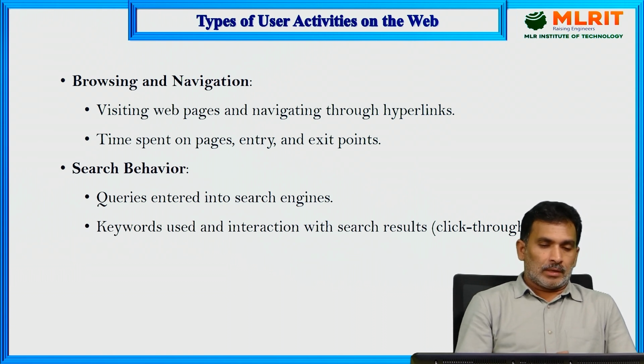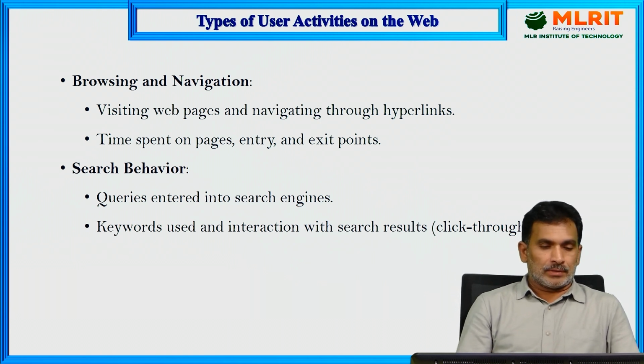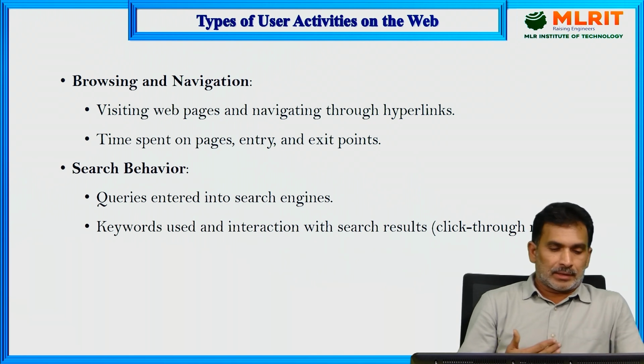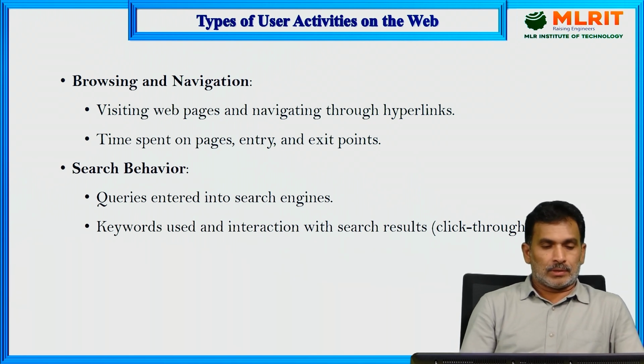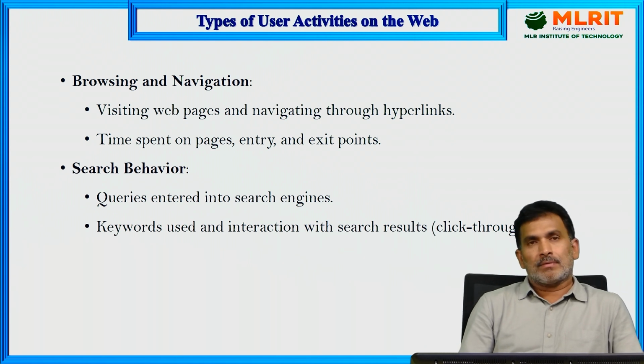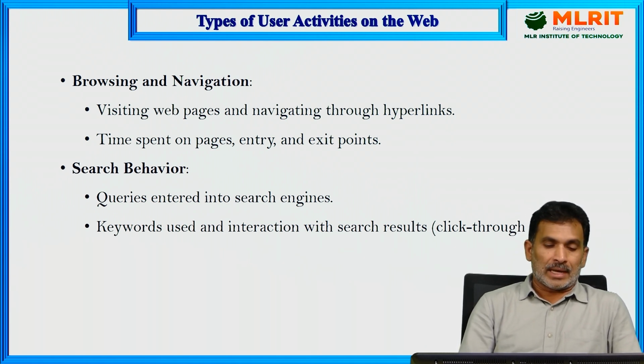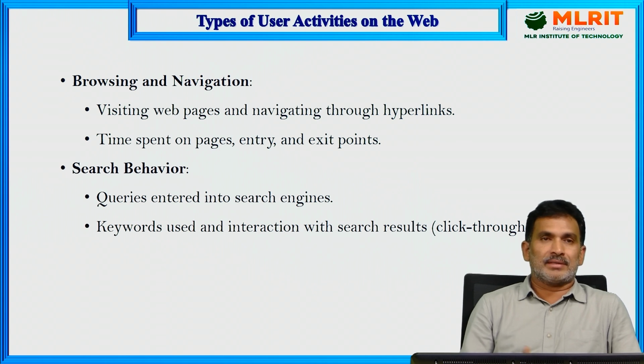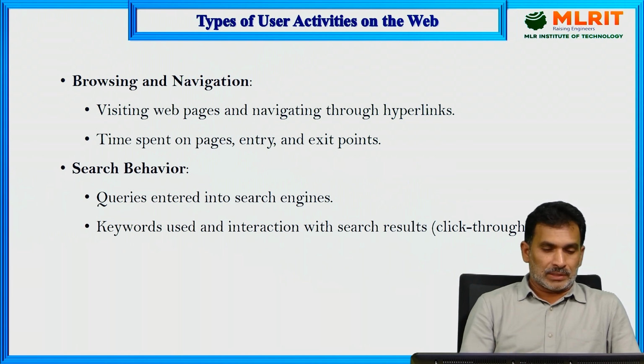So if you look at the types of user activities on the web, those are mainly categorized into various types like browsing and navigation. That is browsing, visiting websites, and navigating through hyperlinks. The time spent on pages, entry and exit points. All this information would be recorded.